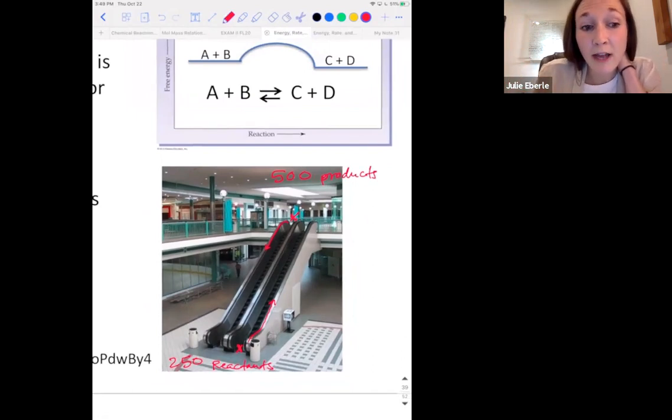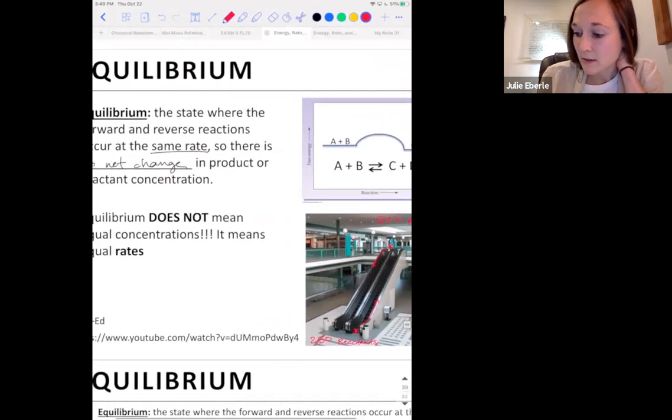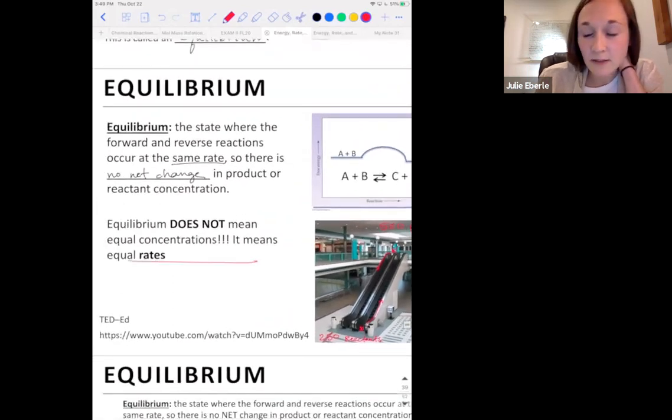Sure, so you can have a reaction where the concentrations are roughly equal, but for most reactions, you might have more products at equilibrium or you might have more reactants. Either way, all it means is that you are making the reactants and the products at the same speed. You are sending people to the opposite floor at the same speed, okay? And that's kind of what all these exclamation marks and this angry statement is getting at, okay?